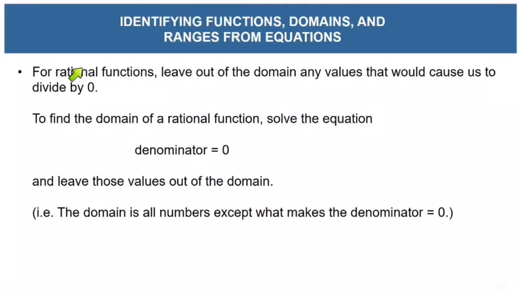Now for rational functions, we don't have to worry about imaginary values, but we do have to worry about the denominator being equal to 0. So the domain of a rational function is all the numbers except the numbers that cause the denominator to equal 0. If you just set the denominator equal to 0 and solve that, that tells you what values to leave out of the domain, and then the domain will be all numbers except those that made the denominator equal 0.